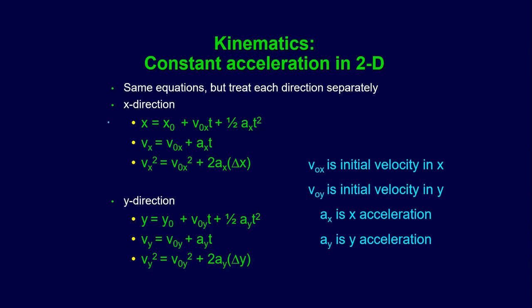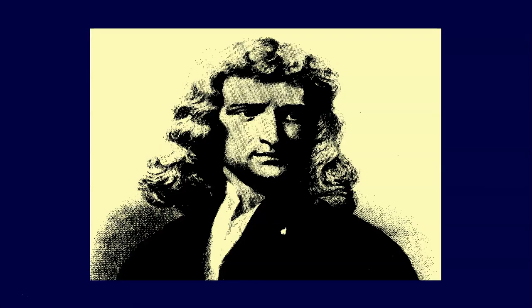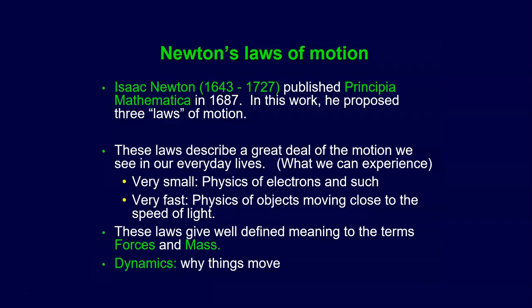So again, just a recap of where we are. We've described motion: position, velocity, acceleration. We have some equations to look at a very special kind of motion, which is constant acceleration, and we can describe that in one dimension or two dimensions. And so now we're going to move on and look at the rules from Isaac Newton, his three laws. These were published in the Principia Mathematica in 1687, and these are the three laws of motion.